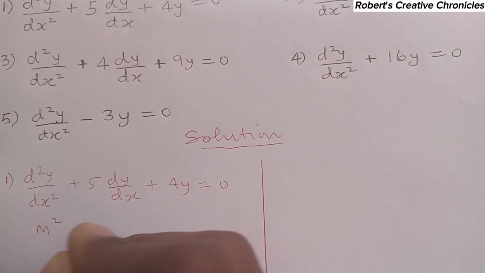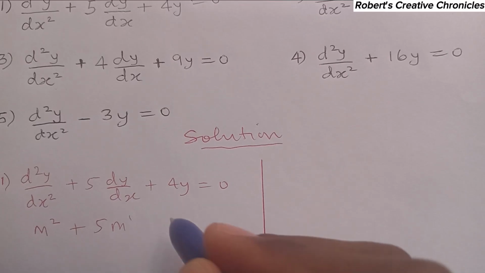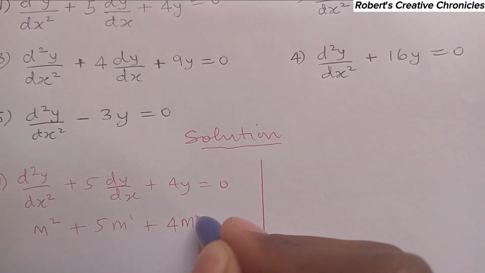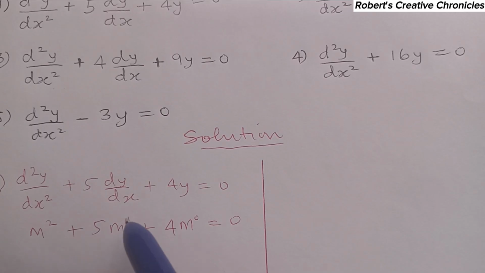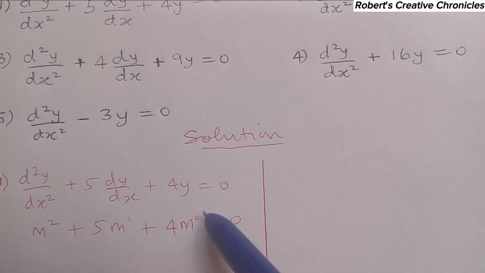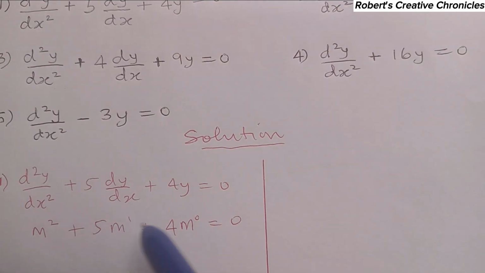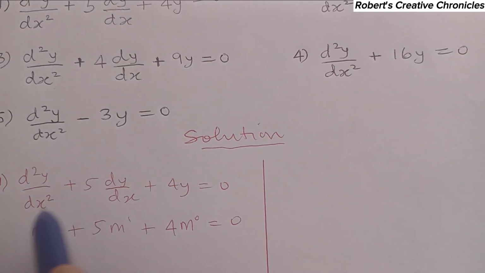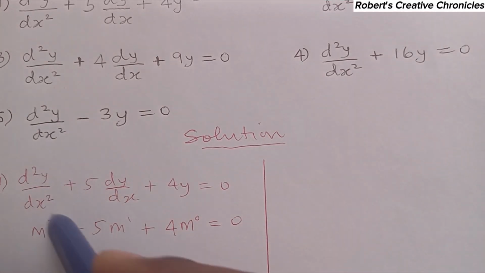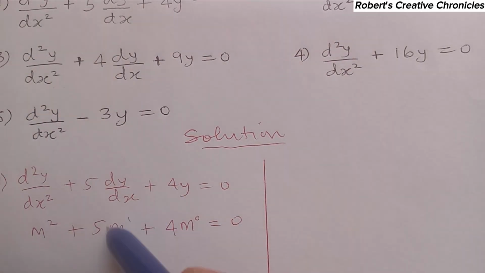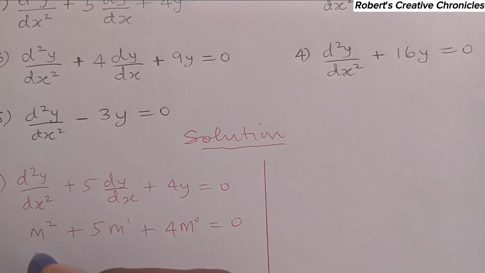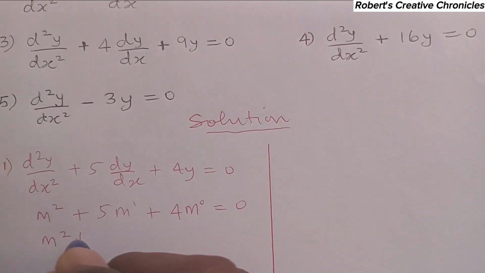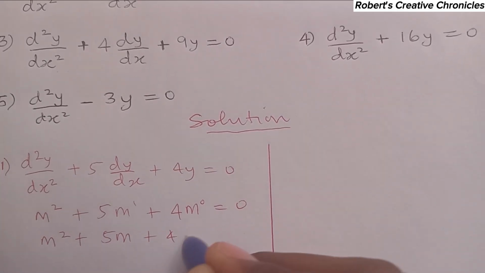It will be m squared plus 5m raised to the power of 1 plus 4m raised to the power of 0 is equal to 0. Normally I don't write m raised to the power of 1 and m raised to the power of 0, I just write 5m plus 4, but since I'm trying to show you how the substitution is done, that's why I'm writing this. So d²y/dx² you substitute with m squared, dy/dx with m, and y with m raised to the power of 0, which is 1. So this equation now becomes m squared plus 5m plus 4 is equal to 0.